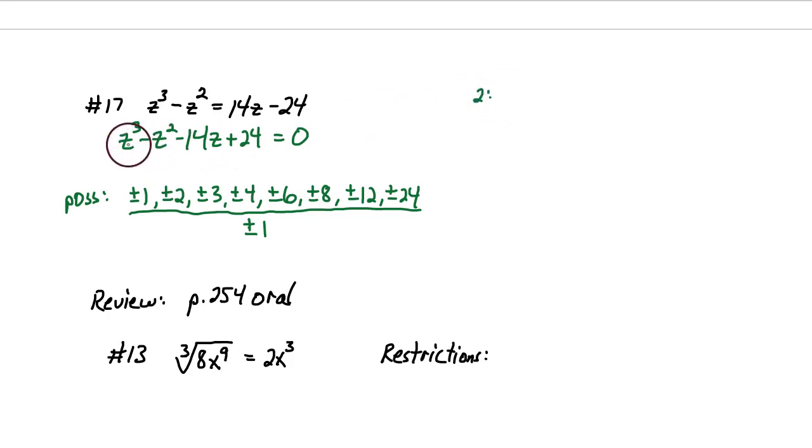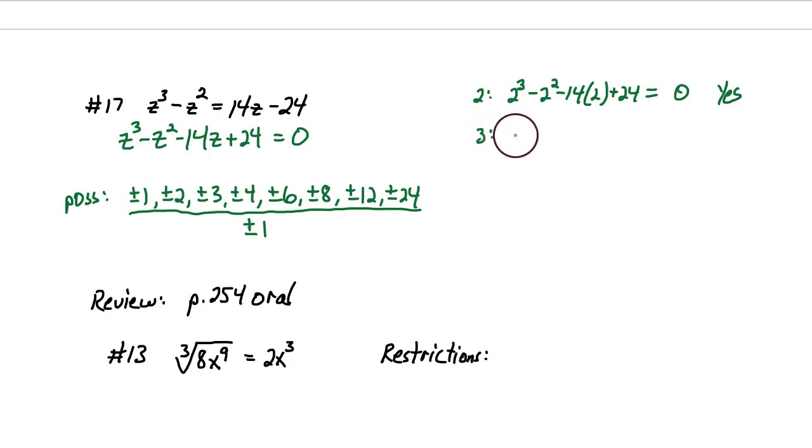And substitute 2 in place of z. So 2 cubed minus 2 squared minus 14 times 2 plus 24. And I'm wondering, does it make 0? So 2 cubed is 8. 8 minus 4 is 4. 4 minus 28 is negative 24. And negative 24 plus 24 does make 0. This is a yes. The number 2 is a rational root.